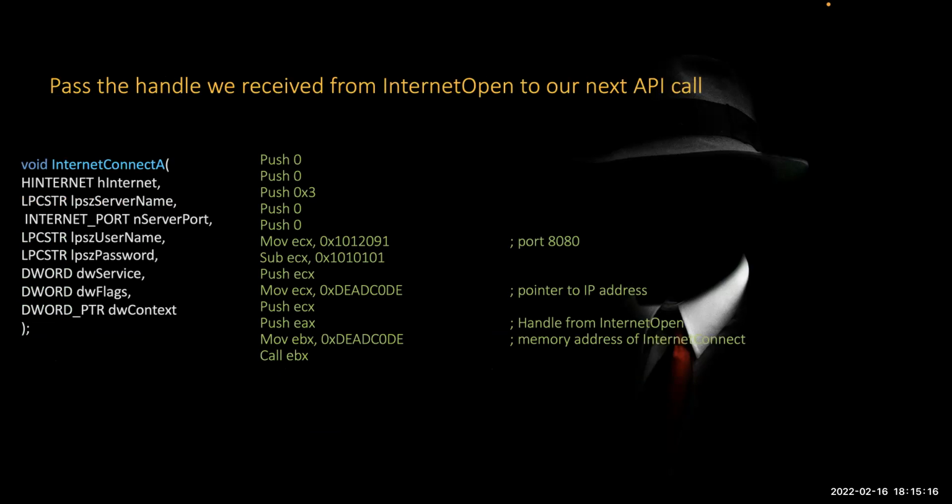This is InternetConnectA, which is the second API. Same idea. Here I have the port 8080 and a pointer to the IP address. This IP address is also loaded in Chrome's memory space. So once you do that, you get the pointer of that and you put it in one of those registers to use it.